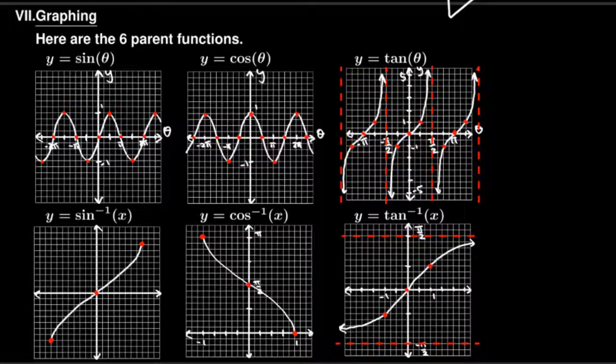Okay, so here are the 6 parent functions that you should know. Oh, whoops, something got deleted there. That's gonna be 1, that's gonna be negative 1, that's gonna be pi over 2, and negative pi over 2. So I just drew this here. You don't necessarily need to draw it again right now, but I wouldn't say it's a bad idea to draw it. But yeah, so we have those.